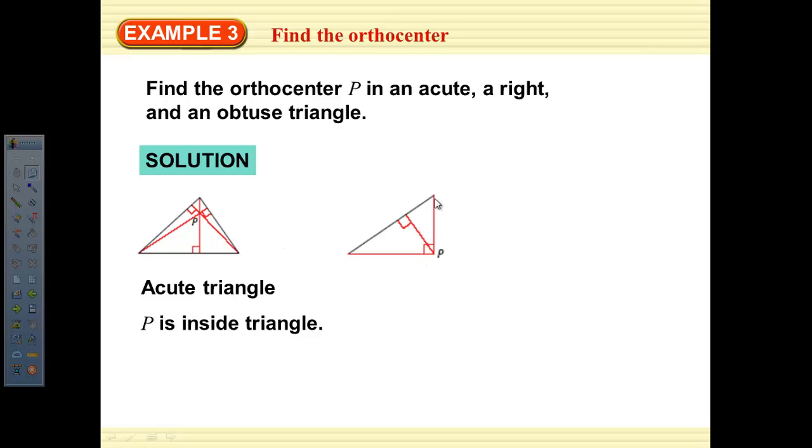For a right triangle, here is one altitude, here's another altitude, and the third altitude is here. So for a right triangle, the orthocenter, which is P, would be actually on the actual triangle.